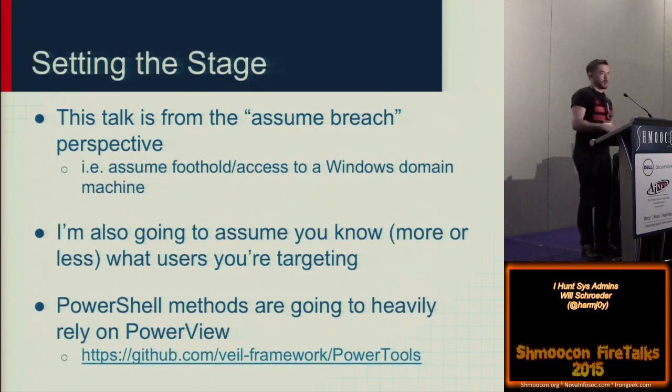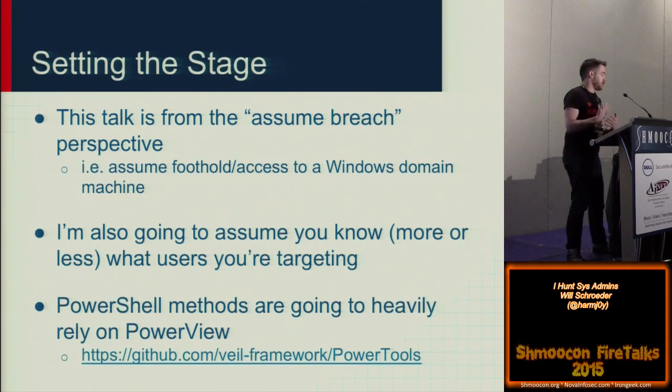So this entire talk is from kind of the assumed breach perspective. Microsoft had this great Office 365 red teaming paper that came out talking about this. Companies need to assume that they're hard to breach. So we do a lot of post-exploitation, or post-compromise type stuff. I'm also going to assume that you more or less know the users you want to go after.